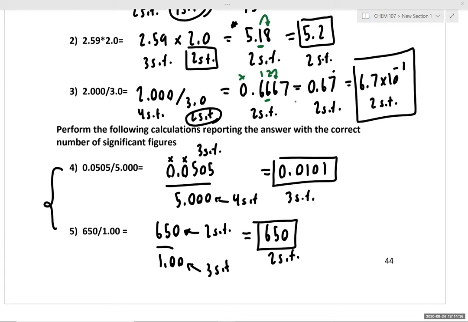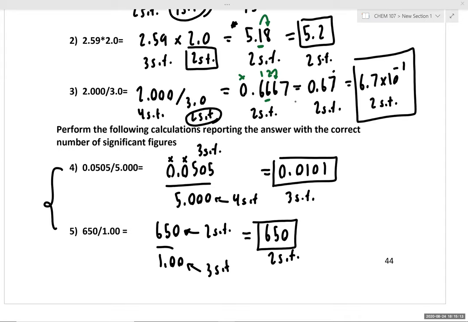Can you go over the 0.0505 again? Yes. So looking at 0.0505, the leading zeros are not significant. So this top number has 3 significant figures. 5.000, these trailing zeros are after a decimal point and after a non-zero number, so they're significant. So then we have a number with 3 significant figures divided by a number with 4 significant figures. In turn, our answer must have three significant figures.